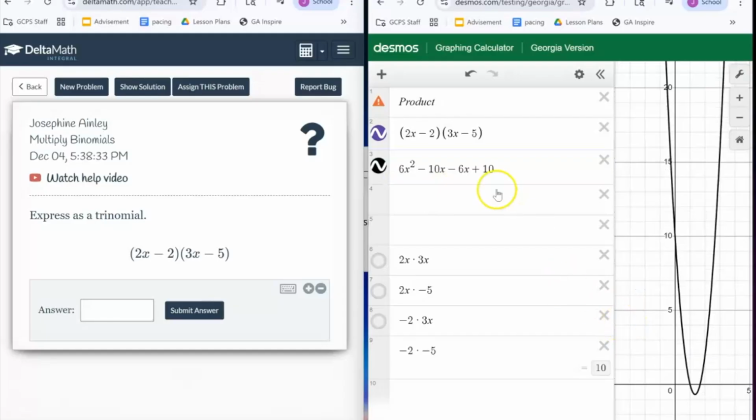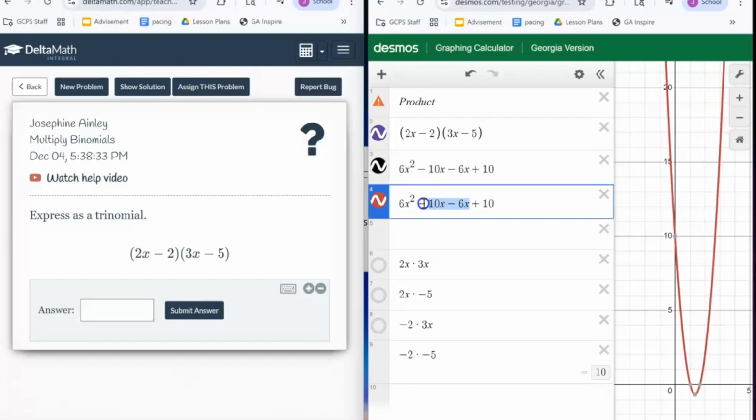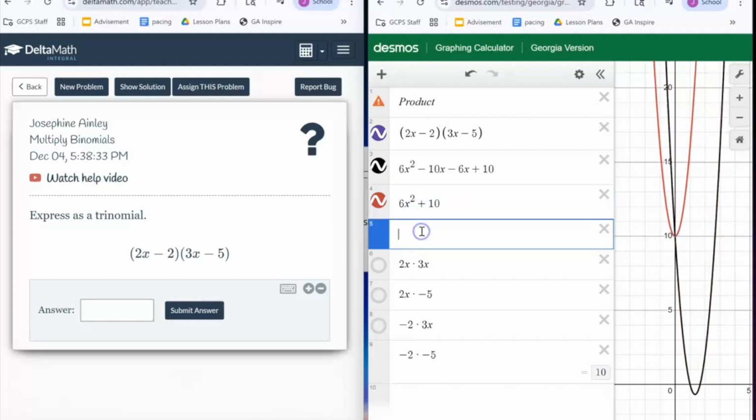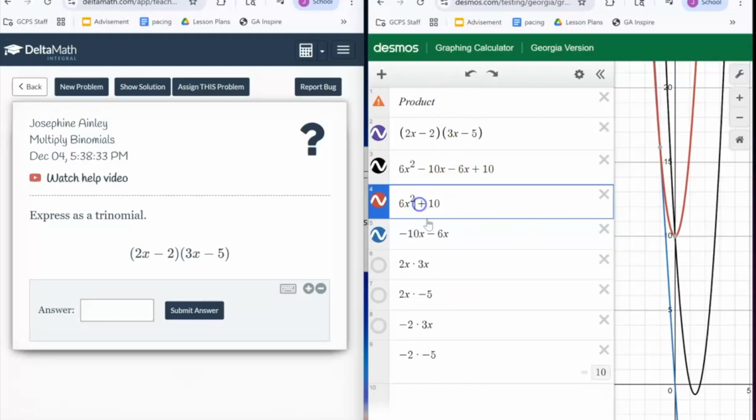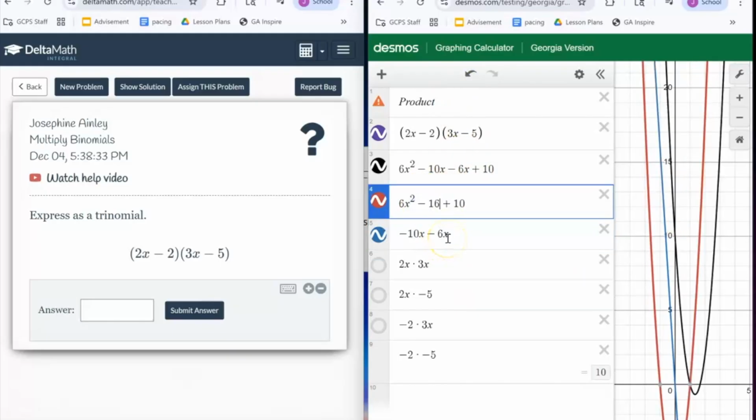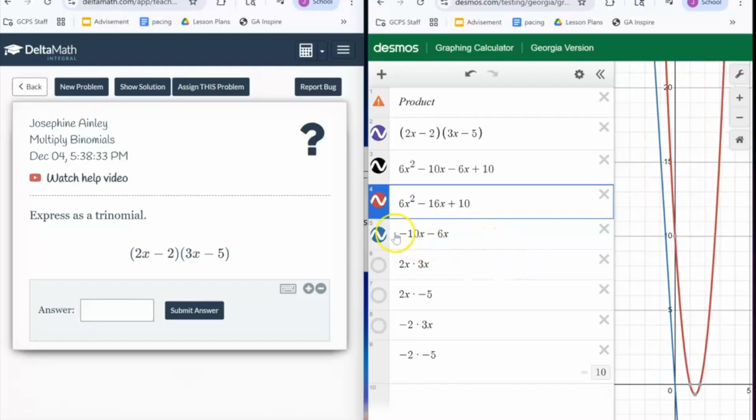I can keep going. My last part is to combine these two. So again, I'm going to copy the whole thing in here. Then combining these two things, I'm going to get negative 10 minus 6. Negative 10 apples minus 6 apples is negative 16 apples. I'm just going to delete the x's so you can see that. Negative 16. Perfect. All right, so now if I've done this correctly, when I put negative 16x, it should match.